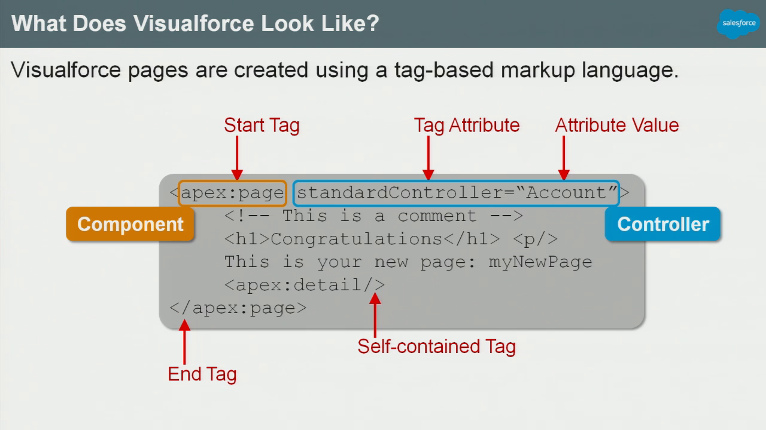And just like with HTML tags, we have attributes for all of our components. So in the blue highlighted section, you can see a tag attribute. Here in this example, it's called standardController, and we set that attribute value to "Account". This is what we're also identifying as the controller for our Visualforce page. And you've often heard components referred to as tags or Visualforce tags or Visualforce components or just a component. They can be called a number of different things, but they're referring to the same item.